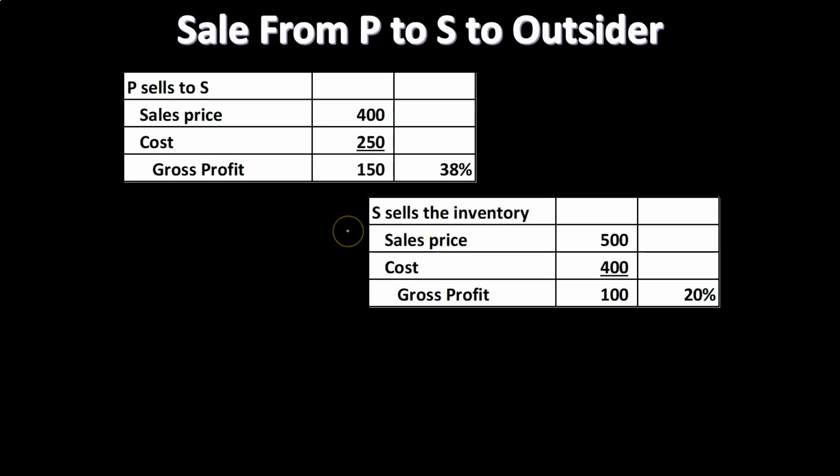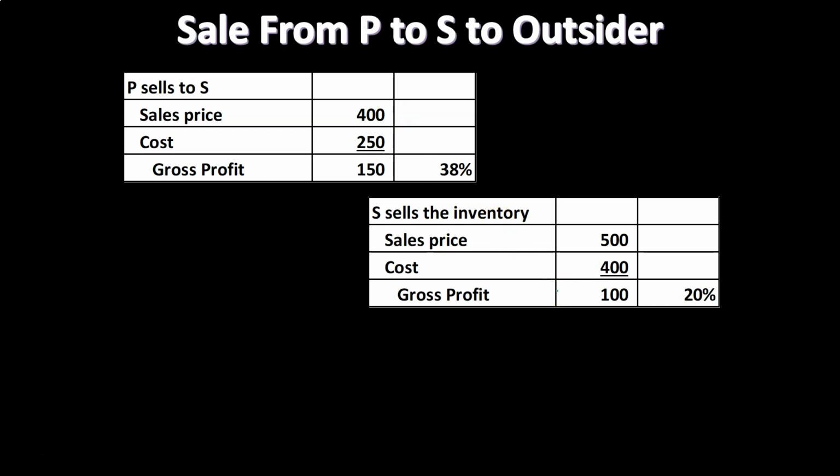Then when S sells it to the outsider, sales are going to go up by the 500 now. So they sold it for 500, and the cost of goods sold is going to be 400, which represents the price that S bought it from P for. And then the difference there is going to be the 100.